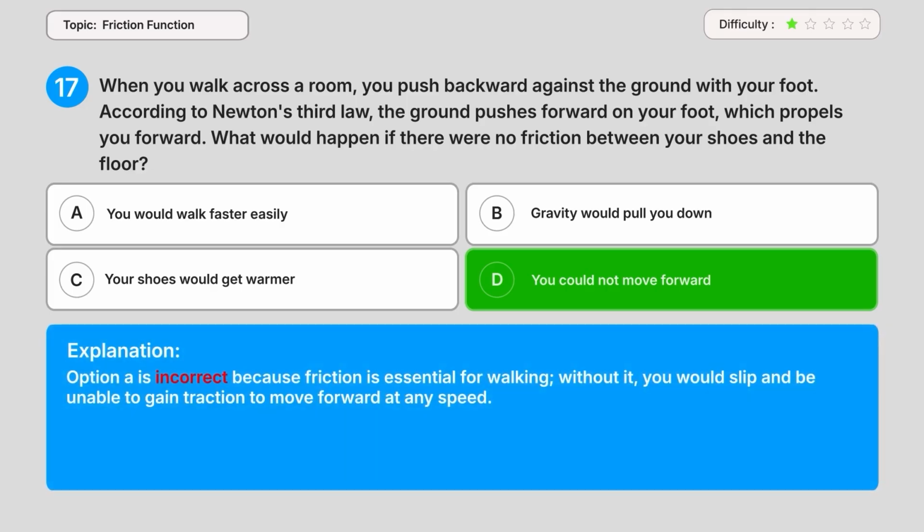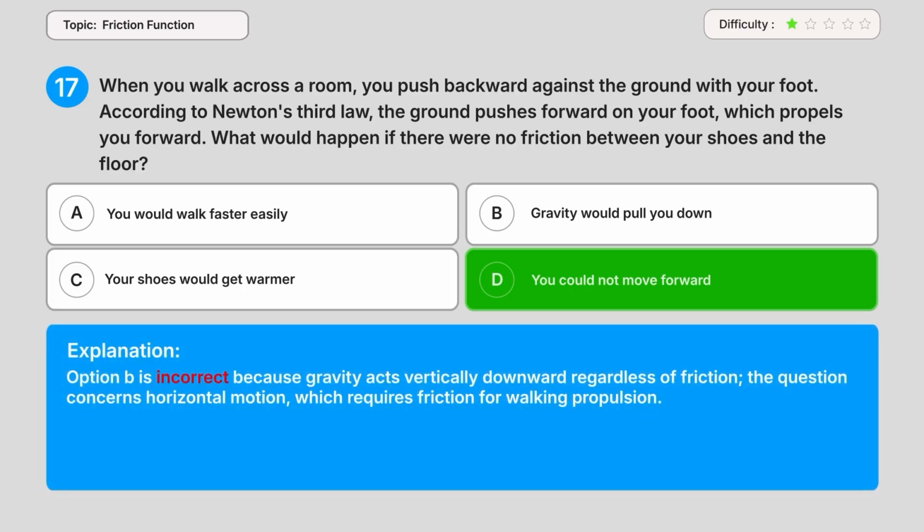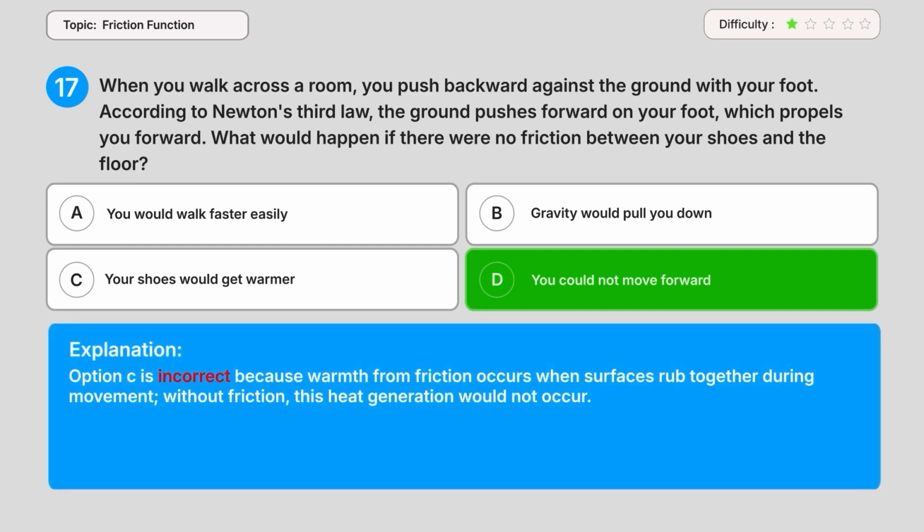Option A is incorrect because friction is essential for walking. Without it, you would slip and be unable to gain traction to move forward at any speed. Option B is incorrect because gravity acts vertically downward, regardless of friction. The question concerns horizontal motion, which requires friction for walking propulsion. Option C is incorrect because warmth from friction occurs when surfaces rub together during movement. Without friction, this heat generation would not occur.